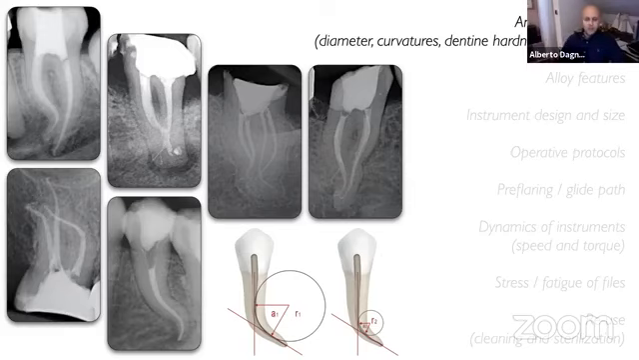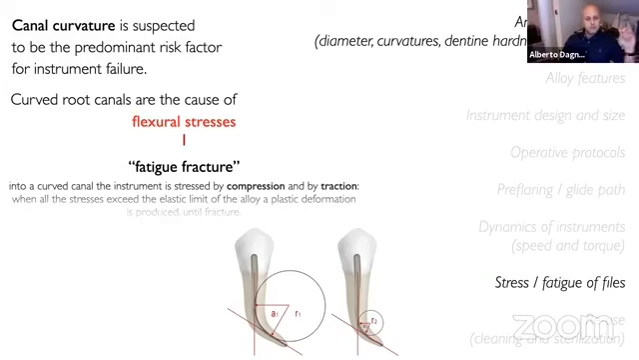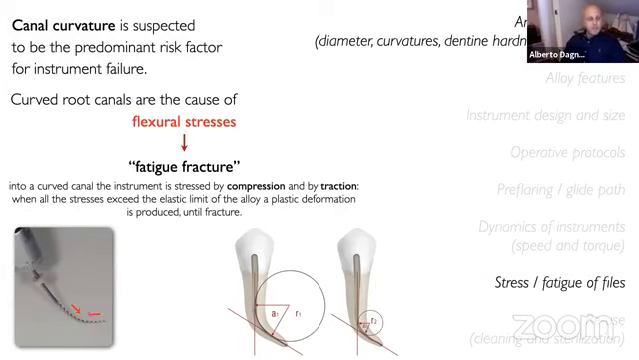value of this curvature. And moreover, we have to consider the hardness of the dentin, because each file has to shape, to cut the dentin, and each anatomical variation like confluences of the canals. So when we have to shape a root canal, we can find a lot of difficulties to reach the working length and to reach the apical third.